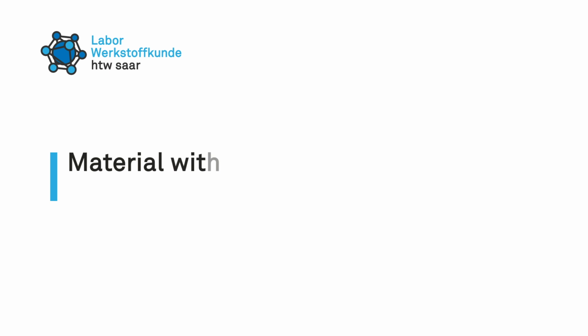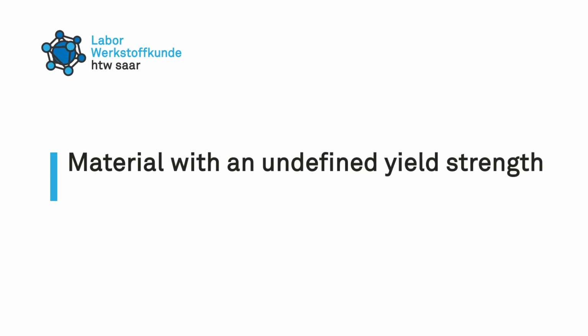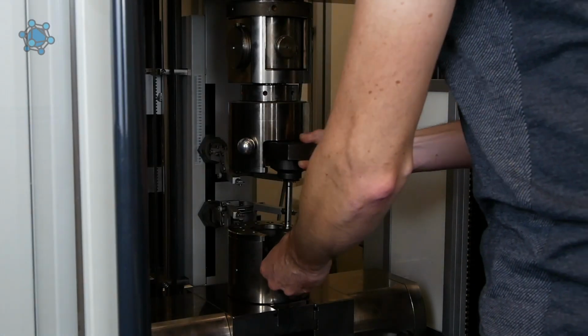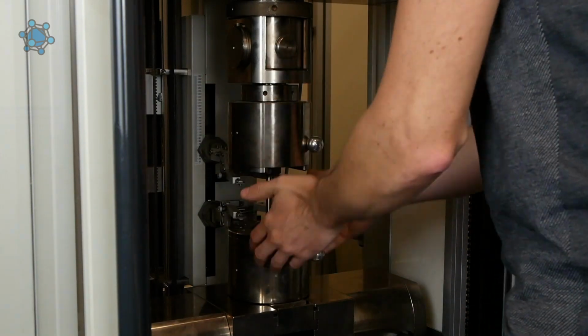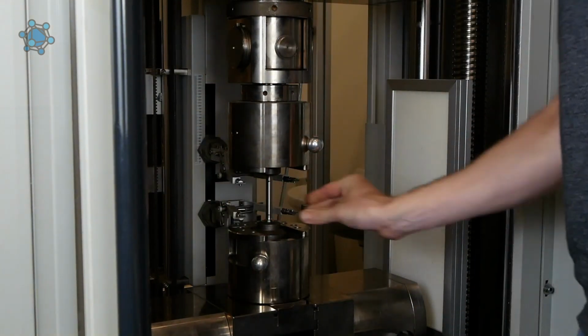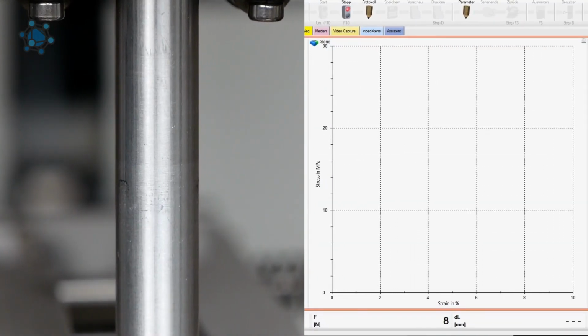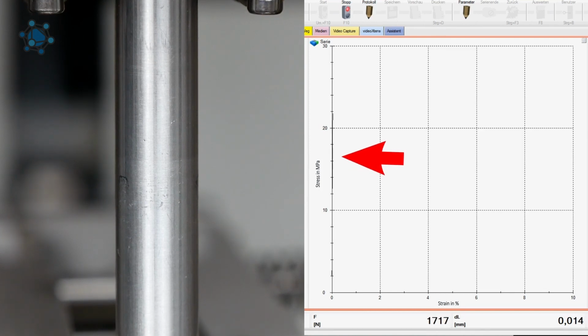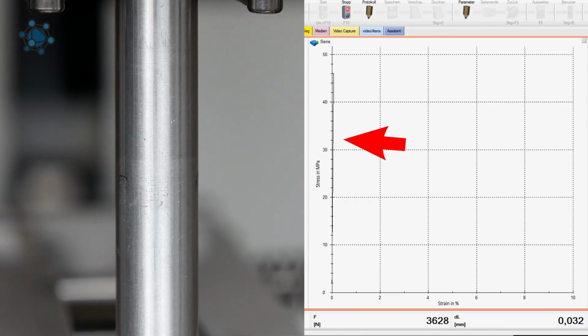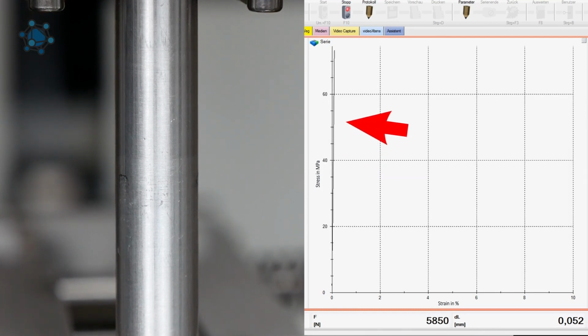Now it's time to test the material without yield point phenomenon. The test begins just as before, with the specimen being placed in the grips. Once again on the right, we see the accompanying stress-strain diagram, and below it, the basic physical quantities, force in newtons and elongation in millimeters. As in the case of the material with a pronounced yield strength, we begin by determining Young's modulus in Hooke-abiding linear elasticity, or simply put, the slope of the initial straight line.